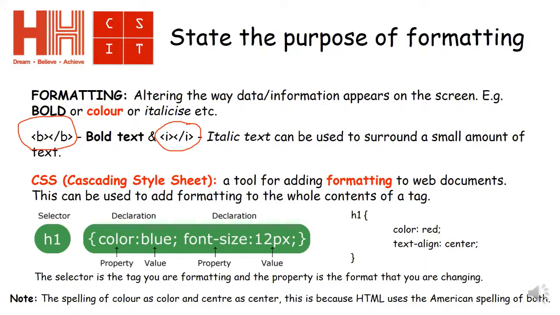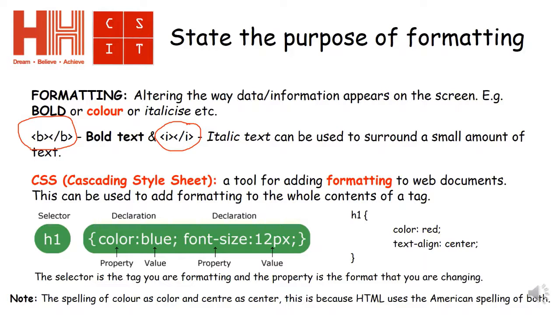If I want to add formatting to the whole contents of a tag, I need to use CSS, and that stands for Cascading Style Sheet. And what it is, is a tool for adding formatting to web documents where it will change the contents of a whole tag into a certain format. Now this is how you'll need to do it.